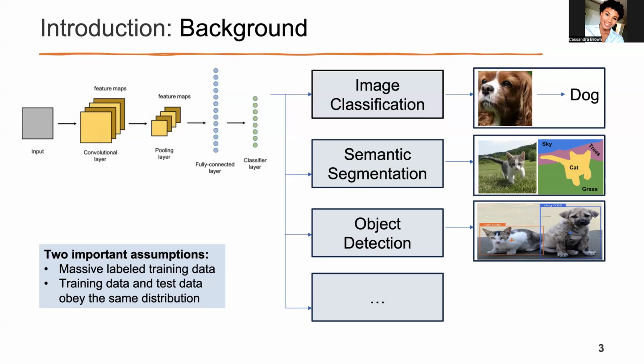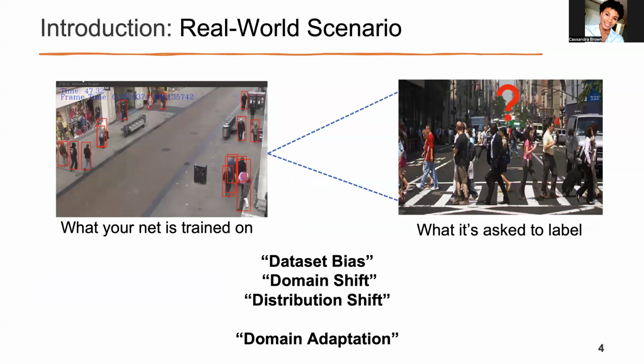Let's see some examples before moving forward. Here is an example on the website. You can see that on the left side, the model is trained on some annotated data which can recognize humans, and on the right side, it is asked to label or recognize the humans in the unlabeled data. And you can see there might be some problems, that there might be dataset bias, domain shift, and distribution shift.